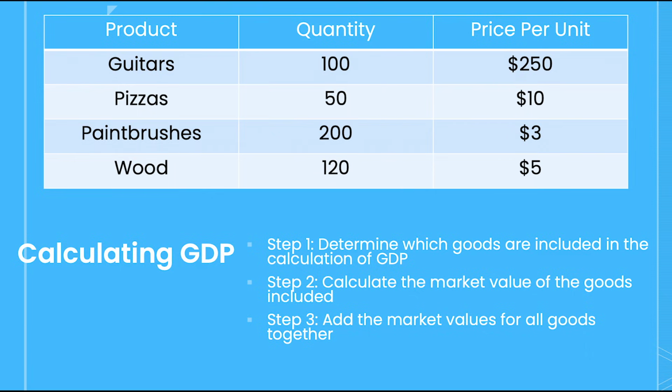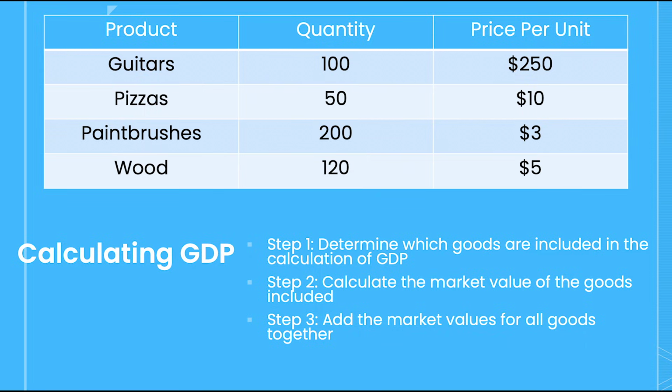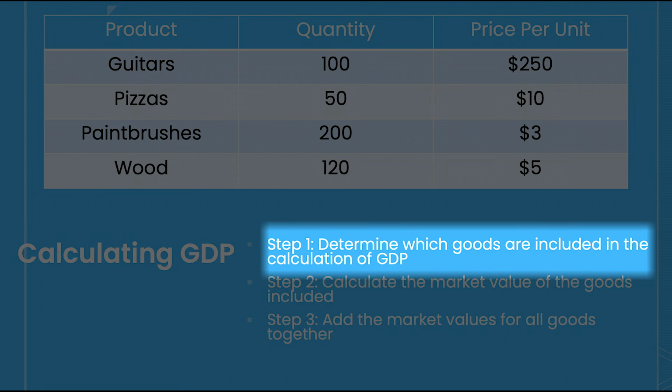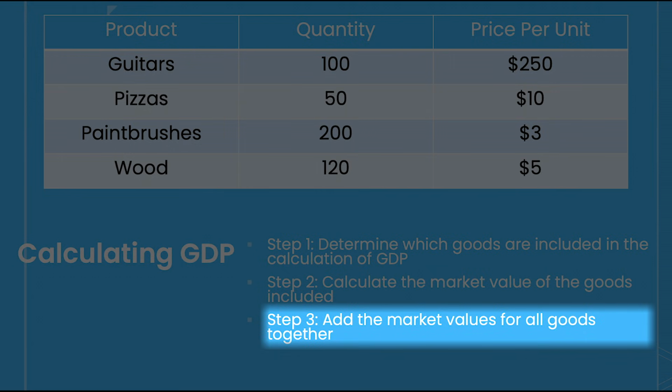Now, how do we calculate GDP? Let's take a look at this example to help us understand. Suppose that you are in a very simple economy which only produces 4 goods: guitars, pizzas, paintbrushes, and wood. And assume in this economy that all wood is used to either make guitars or paintbrushes. So we will use 3 steps to calculate this nation's GDP. Step 1, we must determine which goods are included in the calculation of GDP. Step 2, calculate the market value of the goods included. And then step 3, add the market values for all the goods and services together.